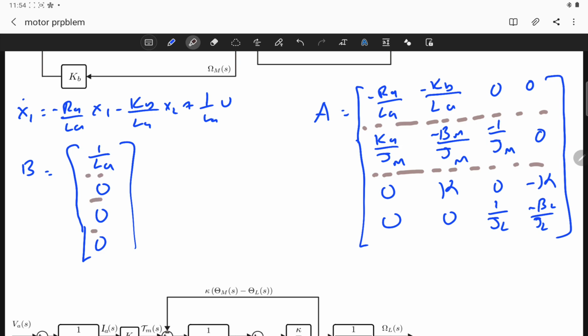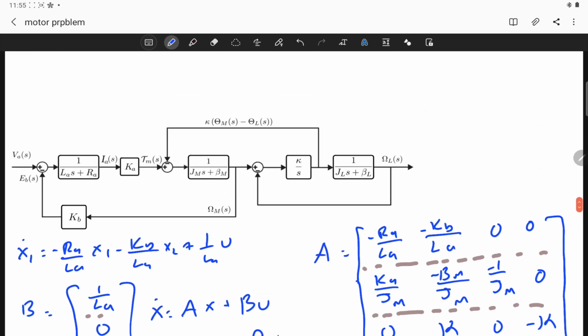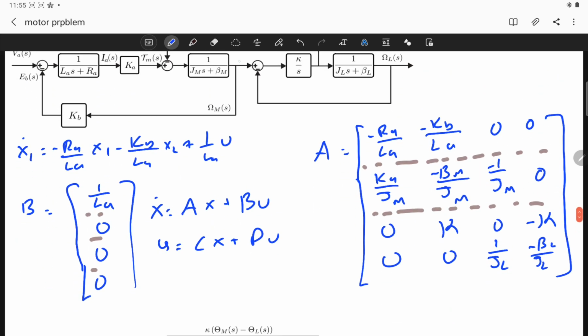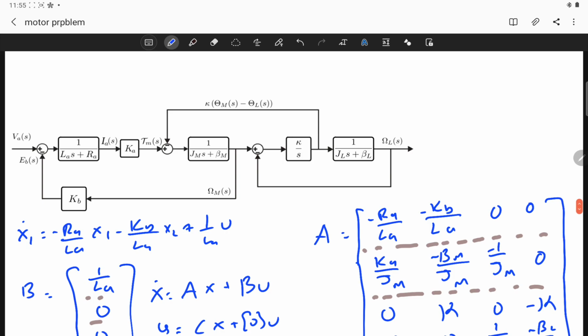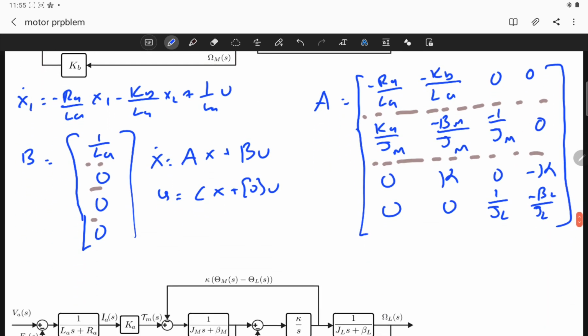So if we have A and B, we have now finalized the state update equation, which is in this form: Ax plus Bu. What we need is this: y is equal to Cx plus Du. What is our output? The output simply is a state, so we know that D is equal to 0, and the output is the fourth state. So the C matrix is simply equal to 0, 0, 0, 1.